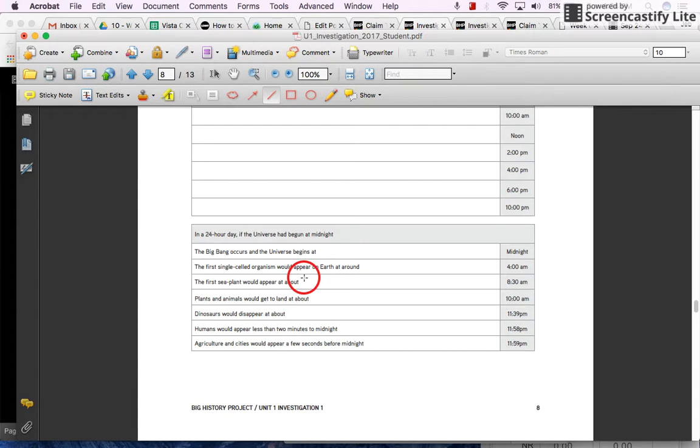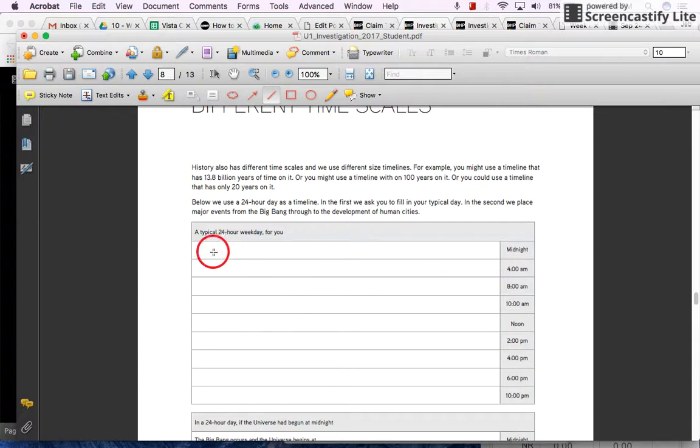Obviously, that's almost impossible. But what you should start doing is filling out here. Okay, midnight. I'm sleeping. Hopefully you are as well. At 4 a.m., still sleeping. 8 a.m., I'm in period 1 at school during the week. On the weekend, okay, so you get the idea.